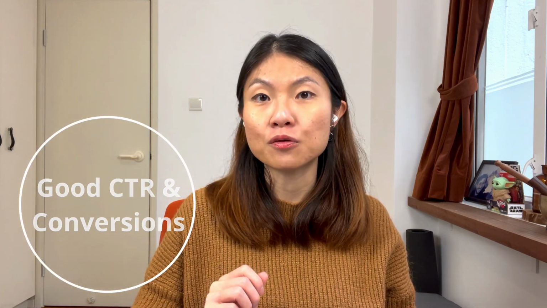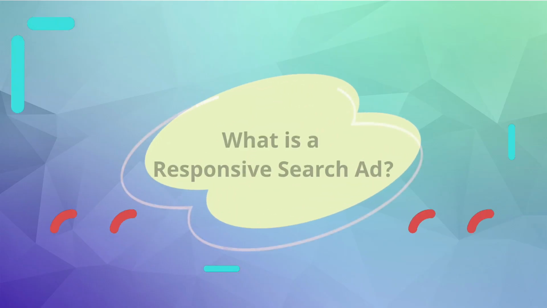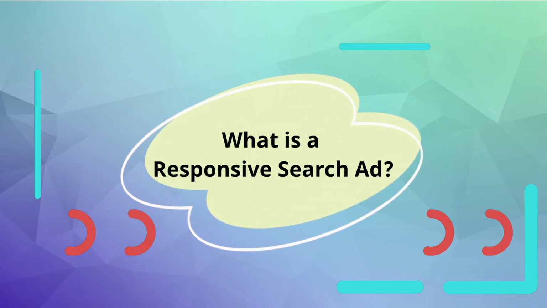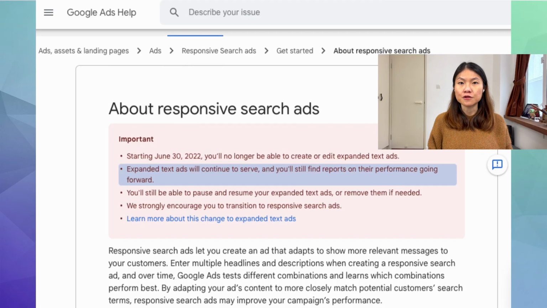Today, we'll focus on how to craft the responsive search ads that will help you gain good click-through rates and conversions. Well, first of all, let's talk about what is responsive search ad. Responsive Search Ads, RSAs, has been Google's default search ad type since June 30th, 2022. The previous expanded text ad has already faded out.